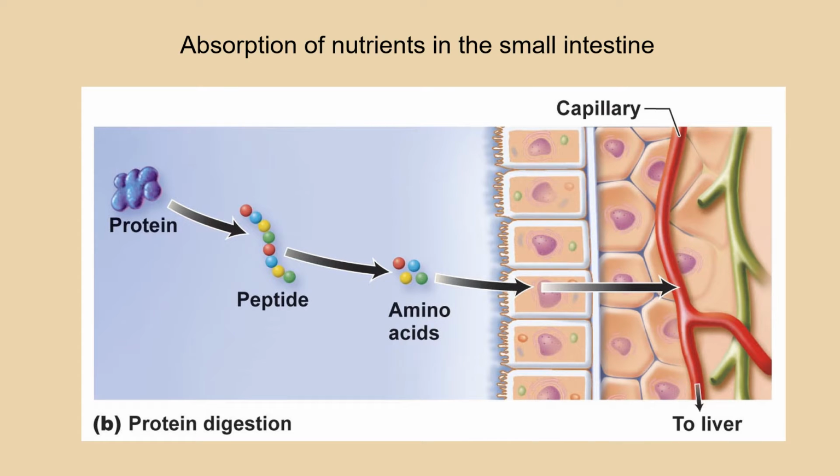So here we're looking at the lining of the small intestine, and the protein is being chemically digested into smaller and smaller molecules, a peptide, and then finally the building blocks of proteins, which are amino acids. And it's those small molecules, the amino acids, that are able to cross the epithelial lining of the GI tract and move into your blood in this case. And so the process that's being shown here is the absorption of amino acids.